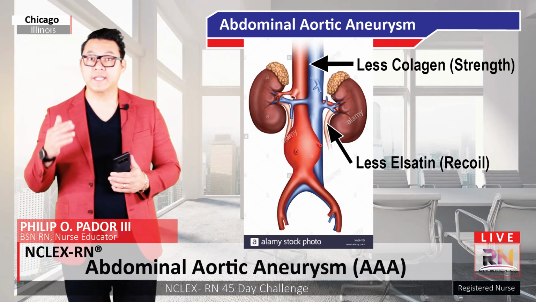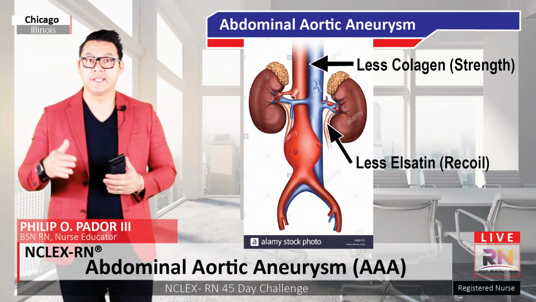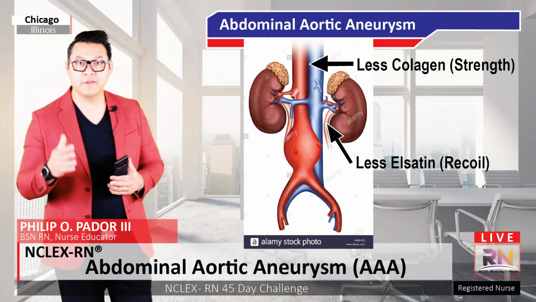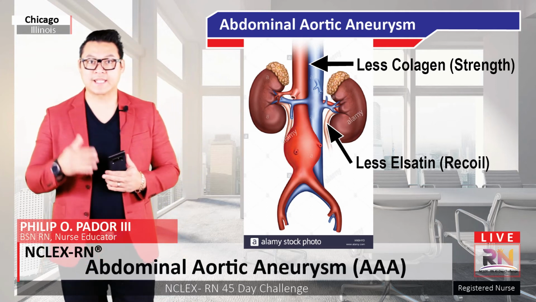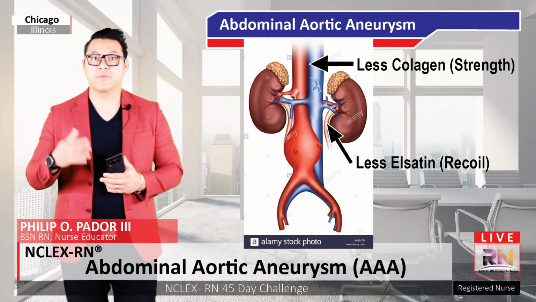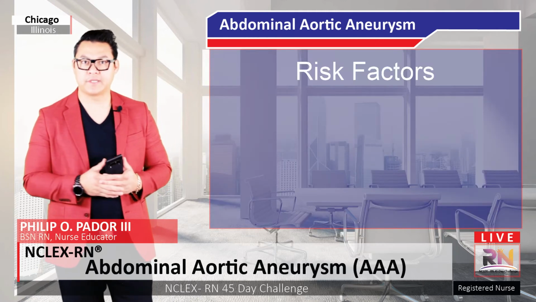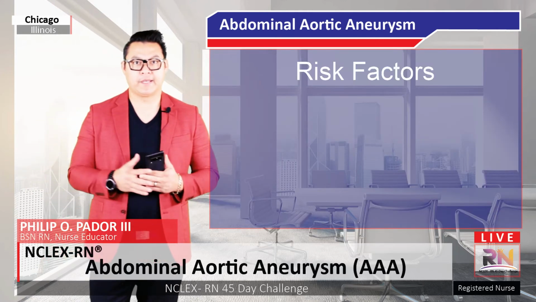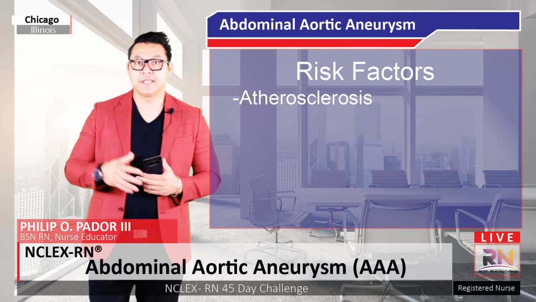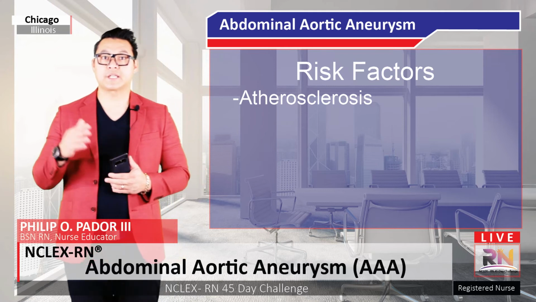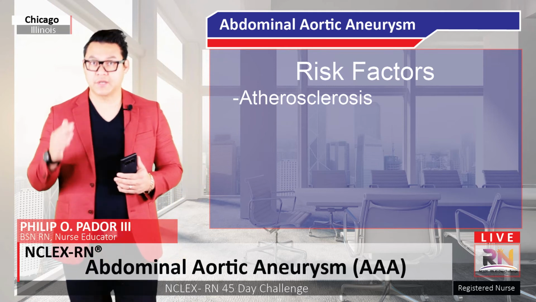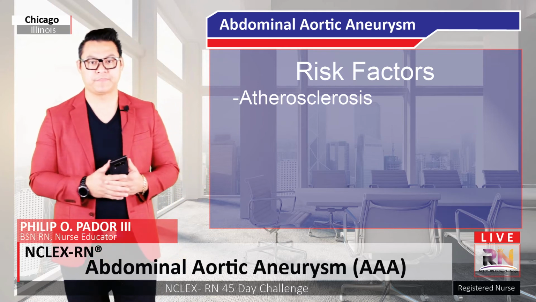So that increases tension on the walls, which might cause the balloon to go even further. And so, as it progresses, it's like a vicious cycle. So what are the risk factors of developing aneurysms? Number one, atherosclerosis, that deposition of fatty substance along the walls of the aorta. That's a risk factor that will increase your odds of developing an aneurysm.